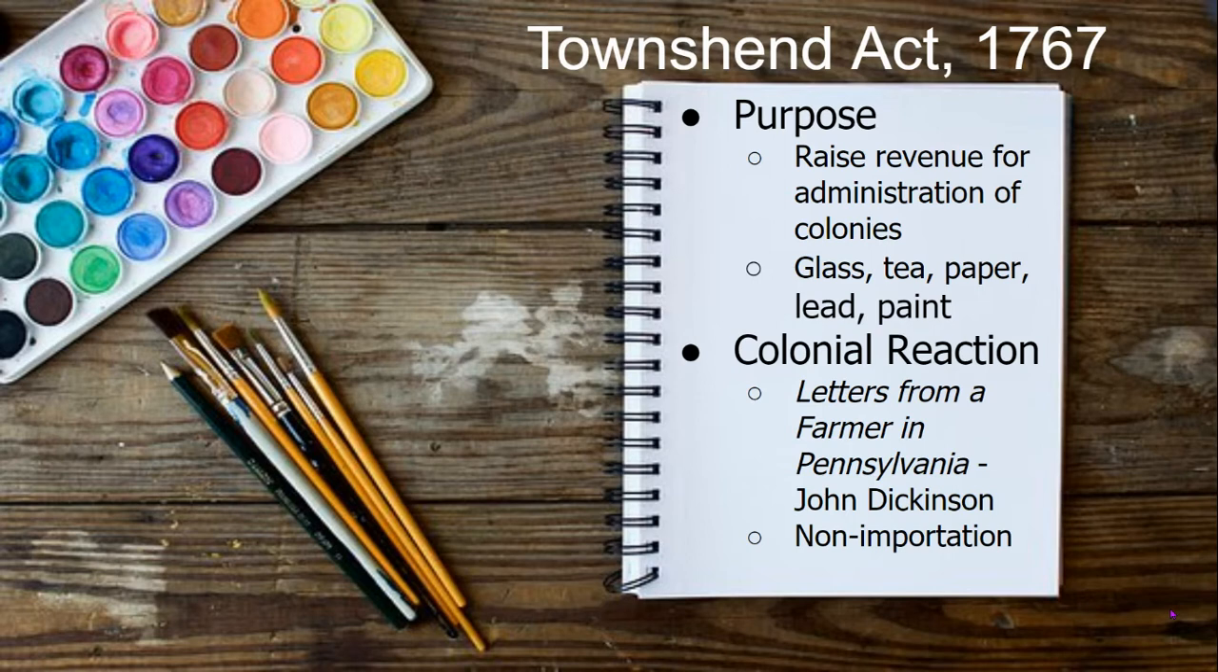His proposed plan includes the Suspending Act, where the New York Assembly would be suspended until it agreed to comply with the Quartering Act. And then also this Revenue Act that includes a small tax on glass, tea, paper, lead, and paint.